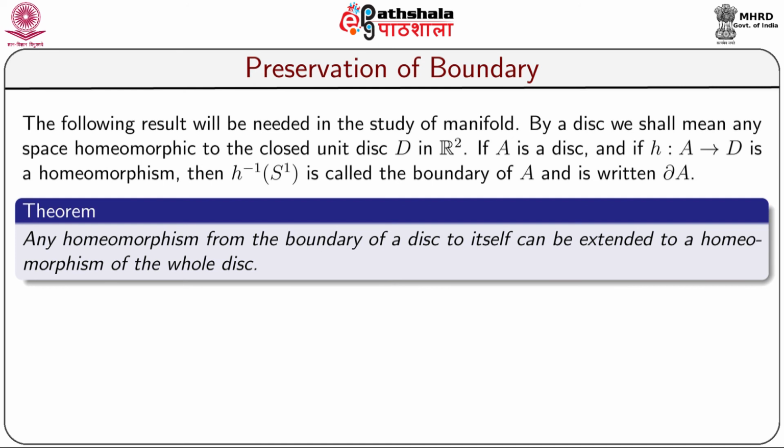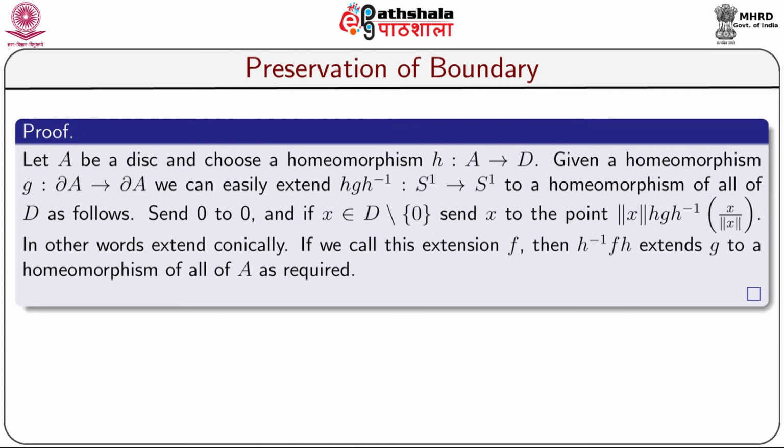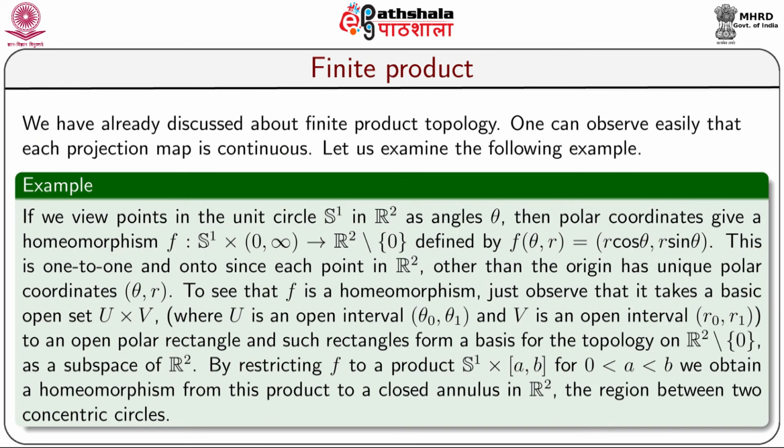So, our theorem is: any homeomorphism from the boundary of a disk to itself can be extended to a homeomorphism of the whole disk. Its proof is given in this. It is easy, we are omitting this. Now, we are considering another interesting example for which we will require the finite product. We have already studied the finite product in our previous discussions.